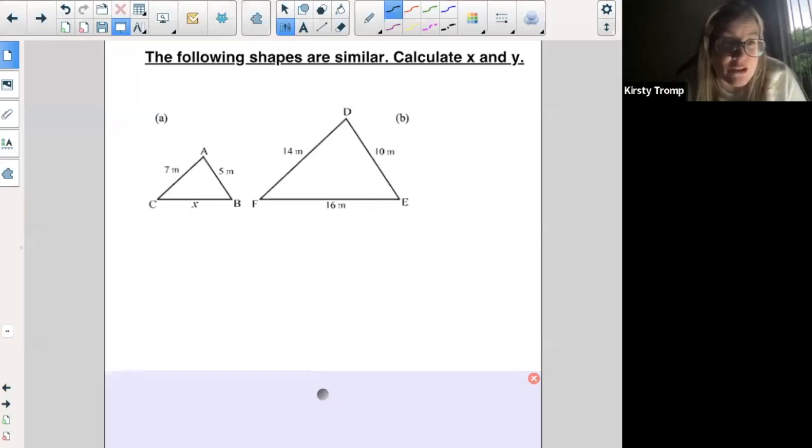I see some people are answering the question already. Ma'am, what happens when you are just given the measurements for the sides and not the angles? Well, for these ones, they've told us that the shapes are already similar, so we don't have to prove that they are similar. We're trying to calculate X and Y. That's what we're looking for. Some people are trying to give me the answers already. One more minute, and then I'm going to go and do it.